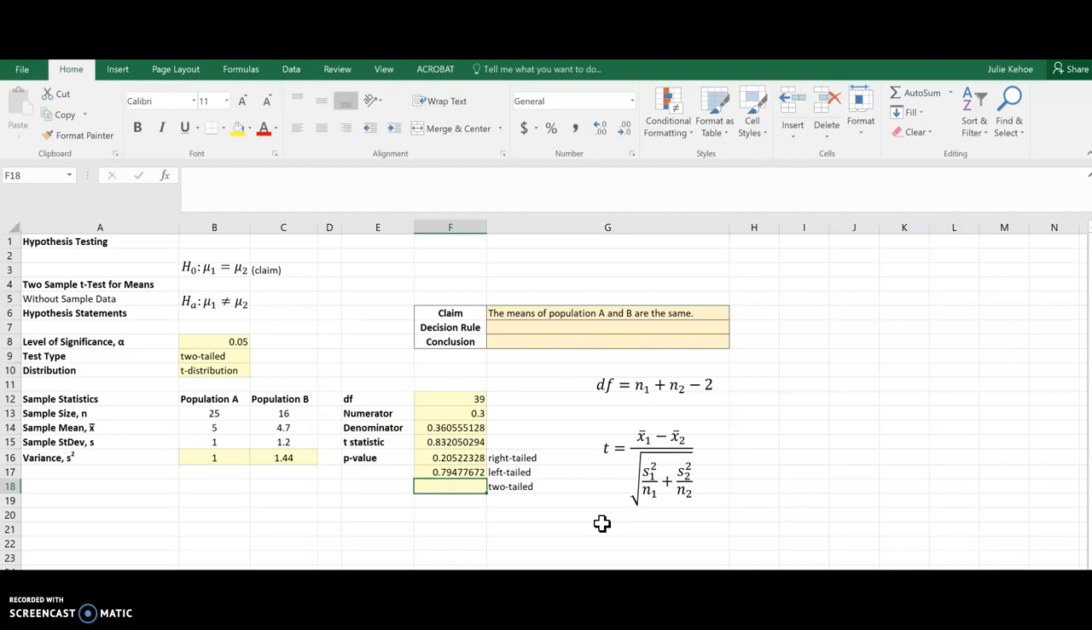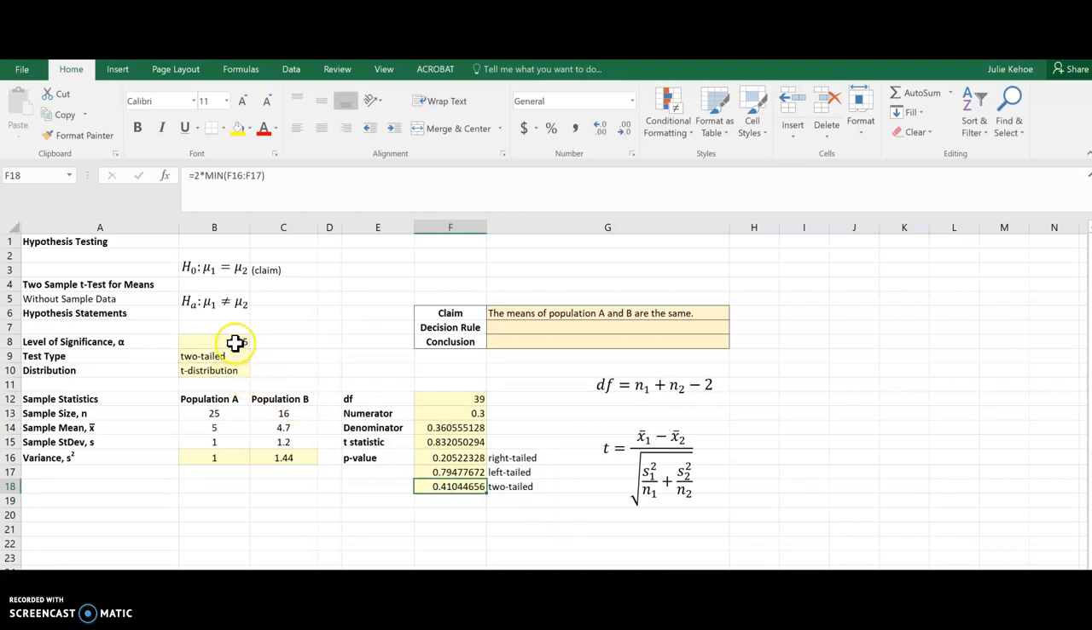Now, if I'm doing a two-tailed test, I'd want to take the smaller tail of those first two and double it. So I'm going to do 2 times the min of both of these, and whichever one's the smaller one is the tail that I would want. And then I'd have to multiply it by 2 to get the other tail on the other side. And so there is my value for this particular problem, since I am doing a two-tailed test.